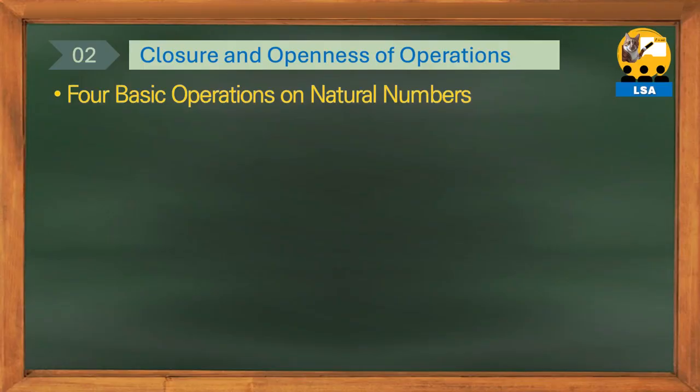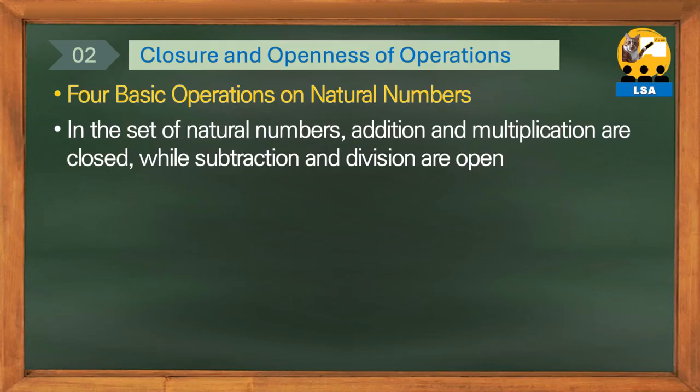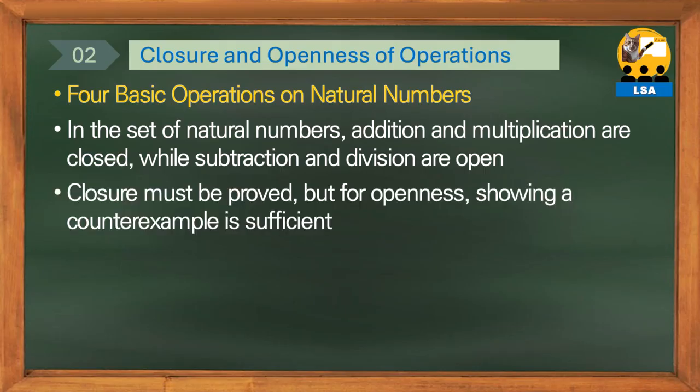Let's look specifically at the closure of the four basic operations on natural numbers. In the set of natural numbers, addition and multiplication are both closed, and subtraction and division are open. Closure must be strictly proven, but since being open is a case of negation, you only need to show one example where it is not closed. Such an example of negation is called a counterexample.